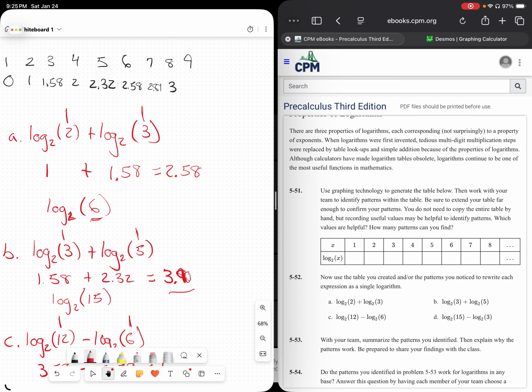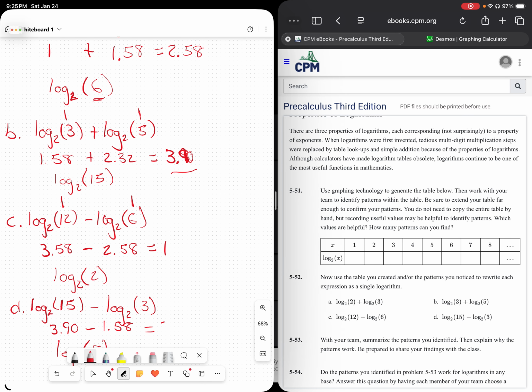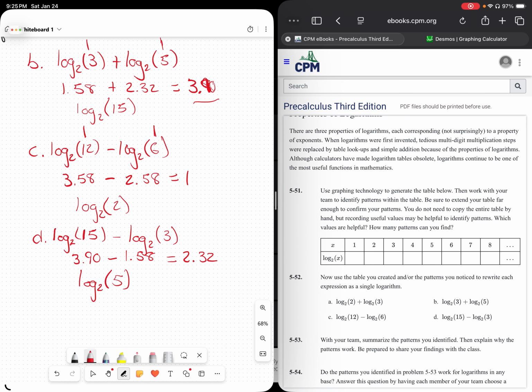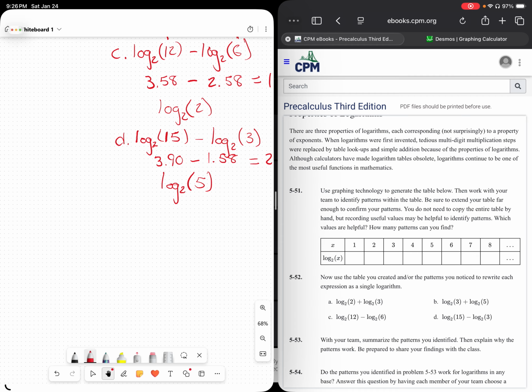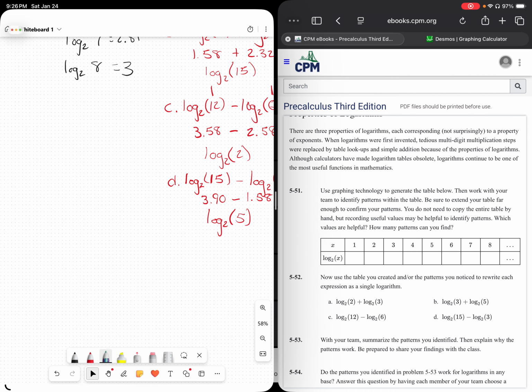And that should get us 2.32, right? Which is what we get. So we can see there that they divide. So let's summarize these log rules, right?